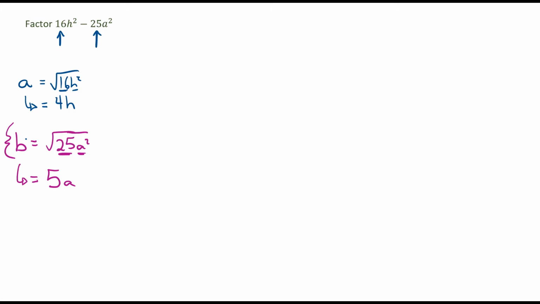Now that kind of long setup on the side where I find a and b, as you get more familiar, you'll get good at identifying your a and b, and it'll go quicker. So I know this factors to a, which is our 4h, minus my b, which is 5a, times a plus b. So 4h plus 5a.